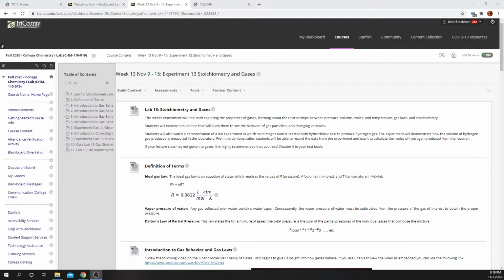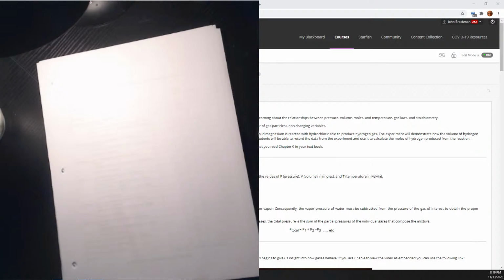Okay, so final lab of the semester, or final online lab of the semester. You're going to be working with the gas laws. So the gas laws are relatively simple. There are a few sub-laws, and then we get to the universal law.